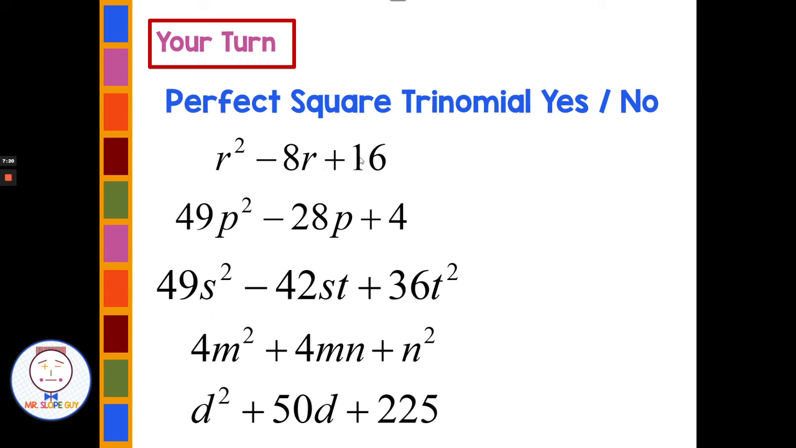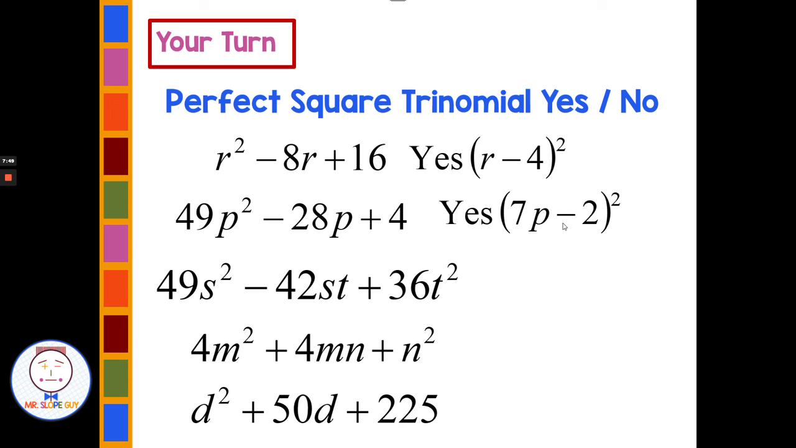This first trinomial, perfect square. The square root of 1 is 1, square root of 16 is 4, doubled is 8. So it is a perfect square trinomial. Square the first, square the last, sign of the middle, squared. How about this one? Trinomial. Square root of 49p squared is 7p. Square root of 4 is 2. 7 times 2 is 14. Doubled is 28. So it is a perfect square trinomial. So I get 7p minus 2 squared.